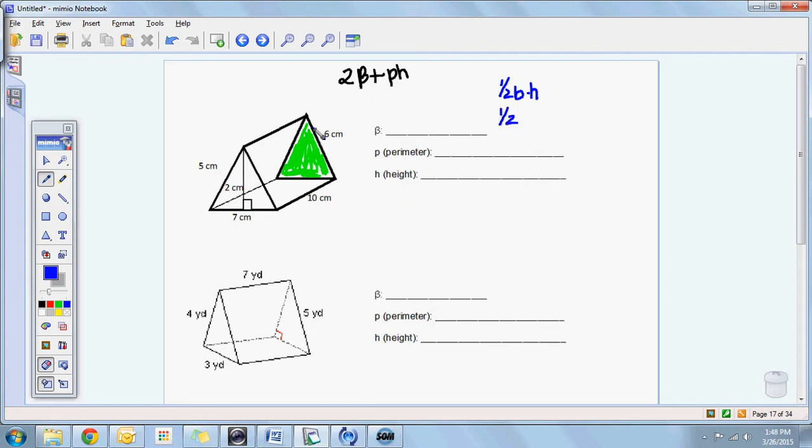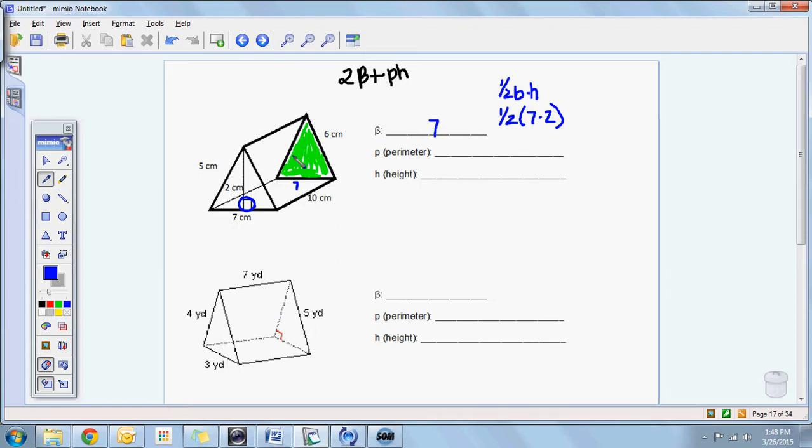What is the base of this triangle? Well, I don't see a right angle, so I'm going to actually go up here. Here's my right angle, so that means the base is 7 times the height is 2. So you're going to have to use, if you shade one base, use the other base to get some of your information, okay? So half of 7 times 2 is going to be 7. That's my area of the base.